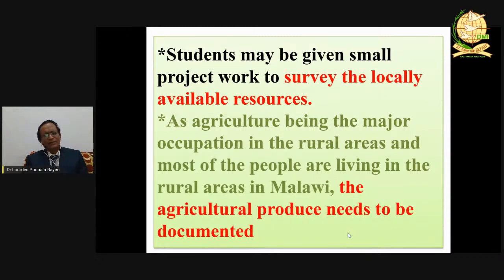Agriculture is the major occupation in the rural areas, and most of the people in Malawi are living in rural areas. That is what I heard, and they are doing agricultural operation only. Therefore, the students must know the agricultural produce. What are all the agricultural produce they are producing? And it has to be documented.